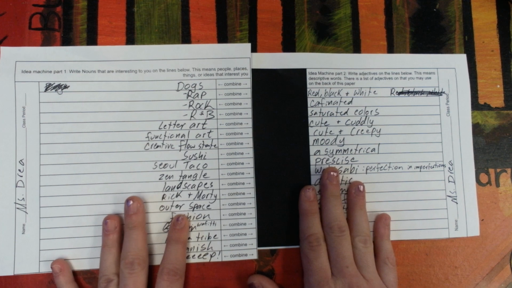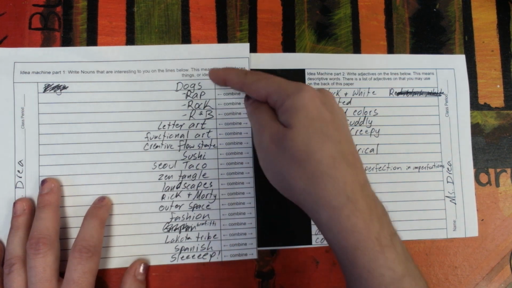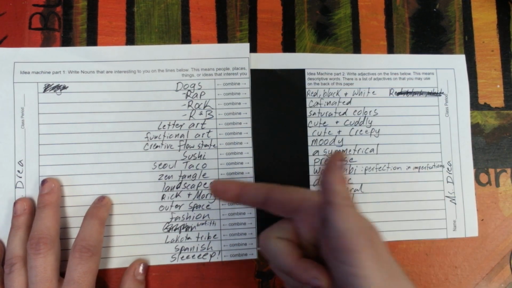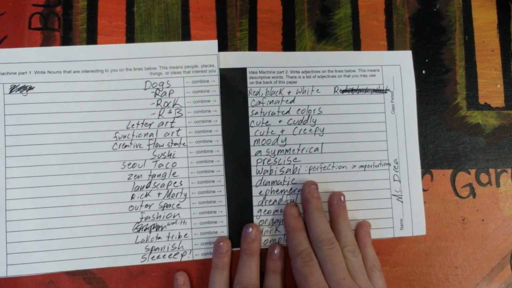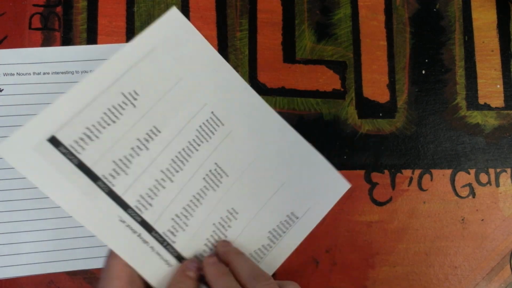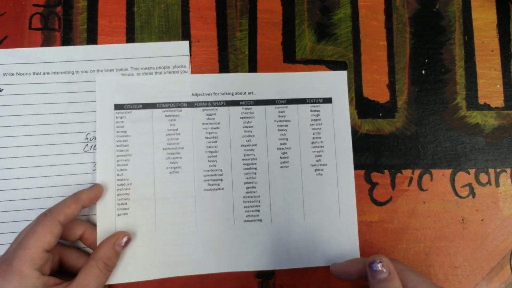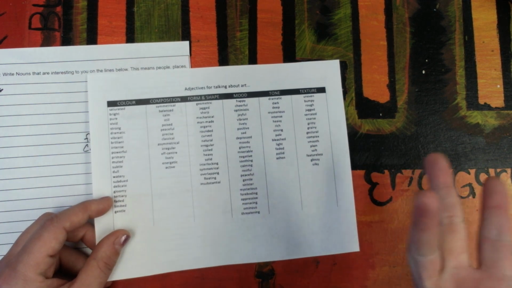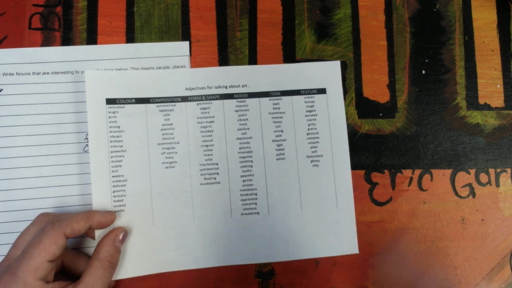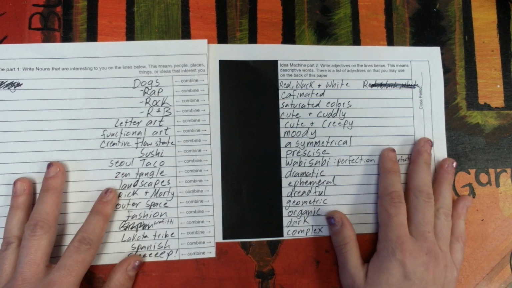So you'll need your 2 pieces of paper. On this one, you write all of these different nouns that you find interesting. I got dogs, rap, rock, landscapes, sleep. And then over on this one, you write adjectives. On the back of this sheet are a bunch of different adjectives that relate to art. You can find ones that look interesting to you, or even if you don't know what the words mean, pick ones that look kind of interesting, and then you can look them up as you create your idea machine.